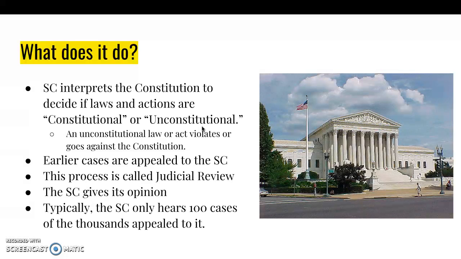And a Supreme Court decision cannot be overturned unless it is overturned by another Supreme Court decision, which could not happen for years. Usually it's years down the road, but sometimes it never happens. Typically, the Supreme Court hears only about 100 cases a year, but thousands upon thousands are appealed to the court.